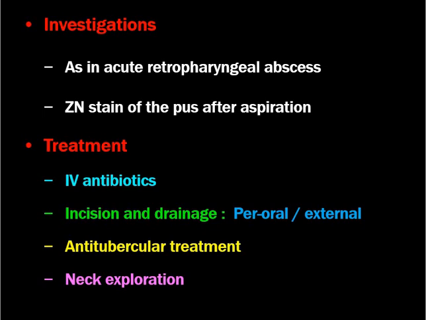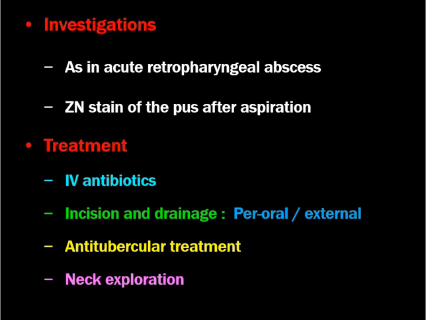The investigations for chronic retropharyngeal space abscess are, as in acute retropharyngeal space abscess, to look for septicemia, the extent of infection, and the amount of infection. Ziehl-Neelsen stain of the pus after aspiration is performed to find out tuberculosis of the spine or tubercular etiology. Treatment is the same: IV antibiotics, IV fluids, incision and drainage by the peroral or external approach through the neck. If the patient is tubercular, then we have to give anti-tubercular treatment. So Ziehl-Neelsen stain of the pus is important.